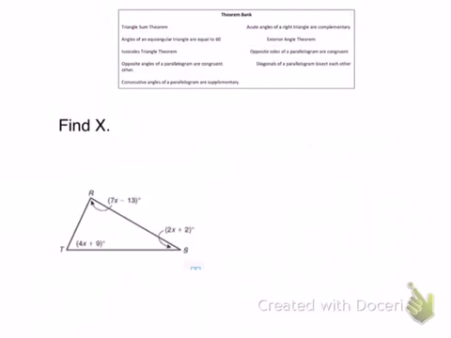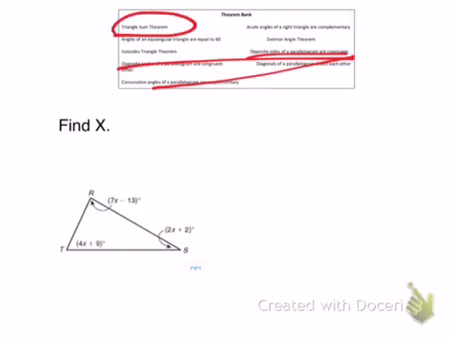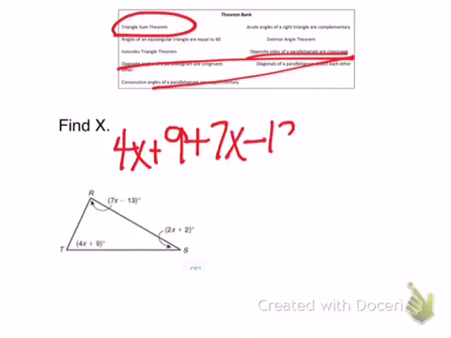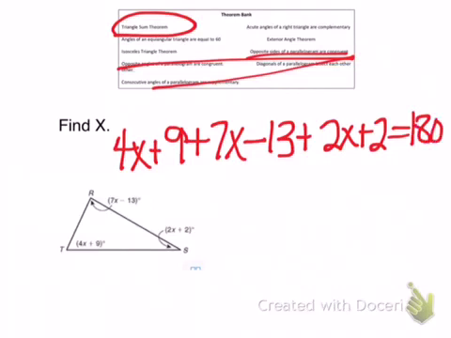On this one, again, I've got a triangle, so I know I'm not going to use any of the parallelogram theorems. I know they're interior angles, so that's the triangle sum theorem. That tells me to add all the angles together, so I would say 4x plus 9, plus the second angle, 7x minus 13. The third angle is 2x plus 2. And the triangle sum theorem says they all add to give you 180.